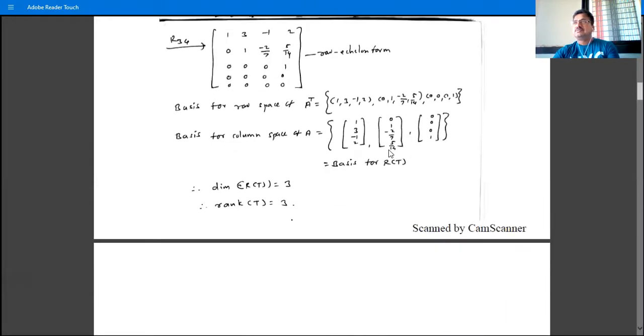This set is the basis for RT, and therefore the dimension of the range of T is 3, because this set contains 3 elements, and therefore the rank of T is 3.